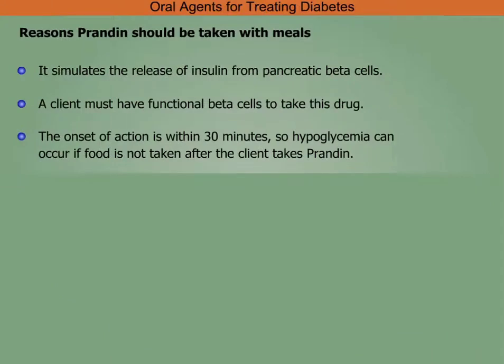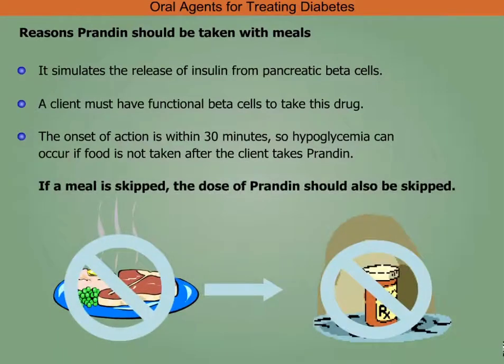It stimulates the release of insulin from pancreatic beta cells. A client must have functional beta cells to take this drug. The onset of action is within 30 minutes, so hypoglycemia can occur if food is not taken after the client takes Prandin. If a meal is skipped, the dose of Prandin should also be skipped.